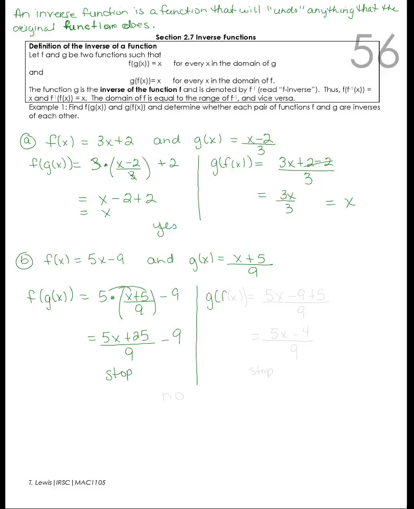Now, g of f of x. Okay, we're going to substitute the expression 5x minus 9 into the equation for g of x. So you're saying here 5x minus 9 plus 5 over 9, adding negative 9 and 5, we have what, 5x minus 4 over 9? And we can stop there because it's not going to simplify to x. So we would say no, they are not inverses of each other.